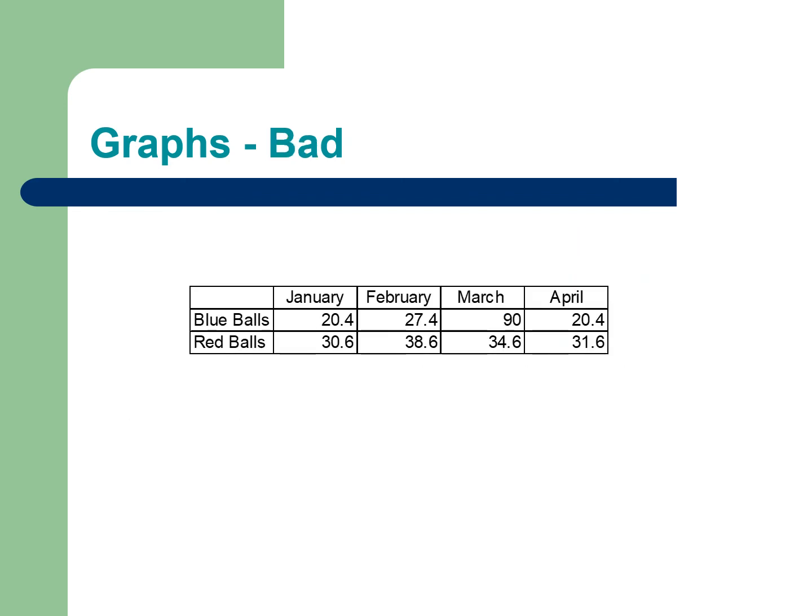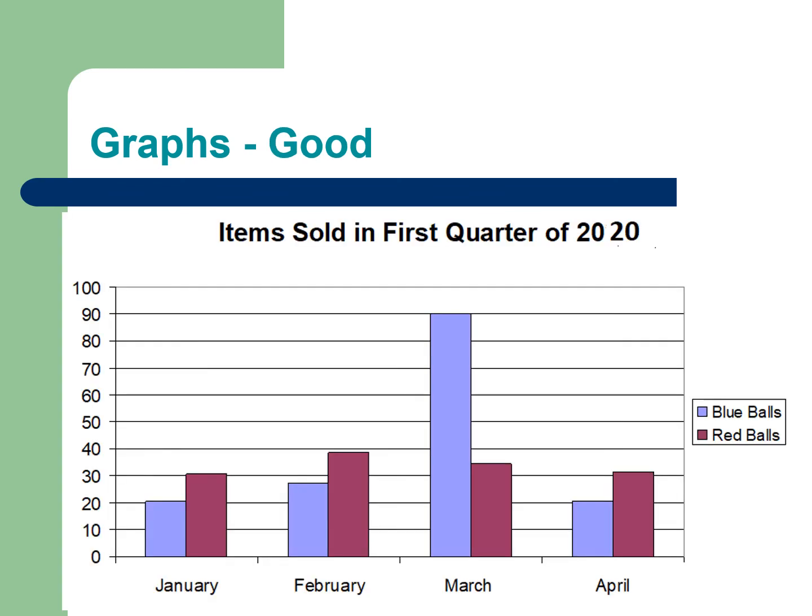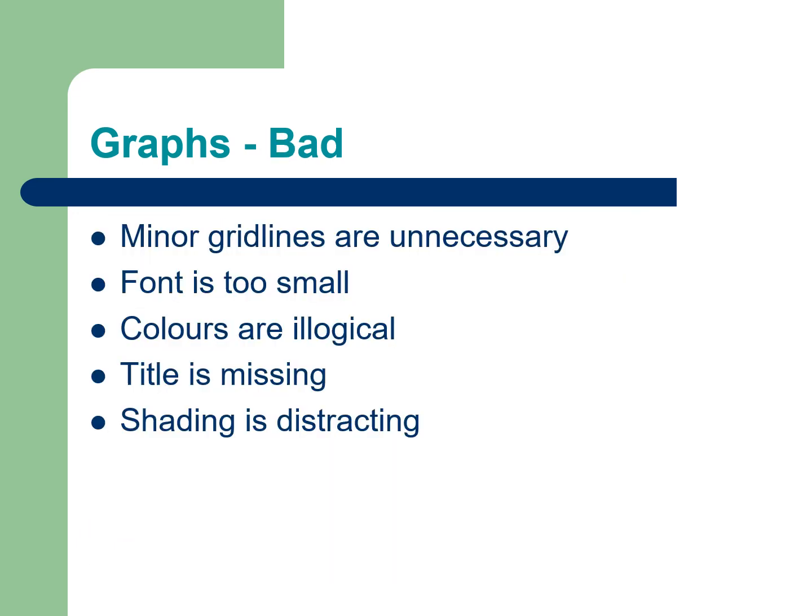This type of drawing graphs is very bad. Instead of drawing graphs like this, draw like this. Items sold in the first quarter of 2020 is drawn here. This is for blue balls. This is for red balls. So in the month of January, this many red balls and this many blue balls are sold. There is no title for this. Shading is distracting. So that's why that graph is very bad.